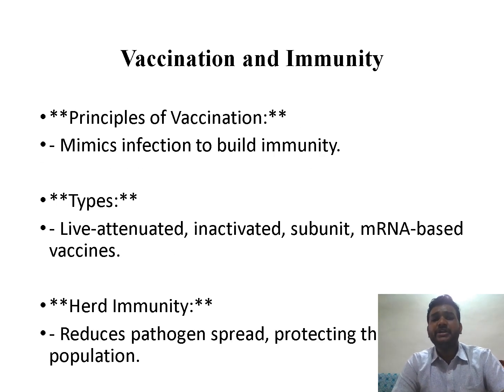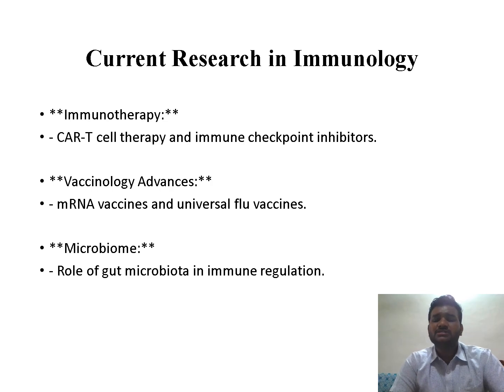Now vaccination and immunity. The principle of vaccination is mimicking the infection to build immunity. As you know, in the COVID-19 pandemic, we all got vaccinated because the vaccine contains the antigen through which our cells recognize it and produce antibodies and memory cells. In current research in immunology, the topic I am fascinated by is CAR T therapy, which stands for chimeric antigen receptor T cells. I will explain it briefly. These T cells are engineered in such a way that they go and bind to the cancer cells and destroy them.